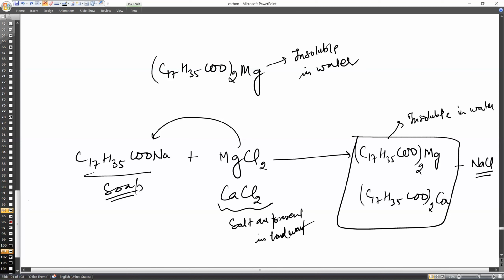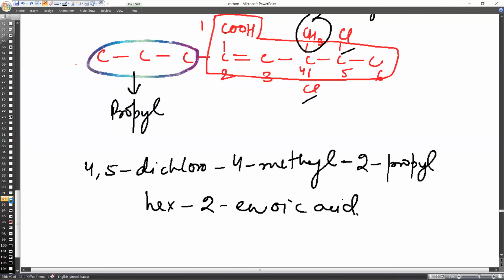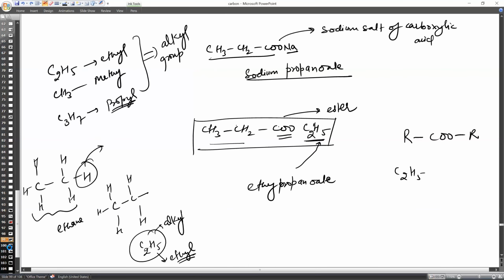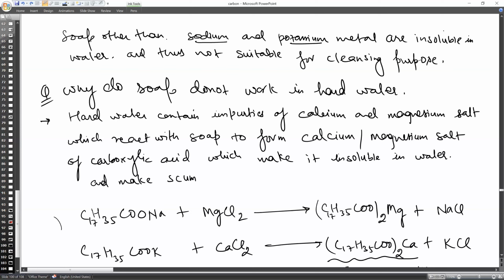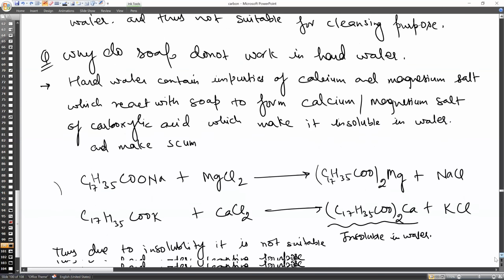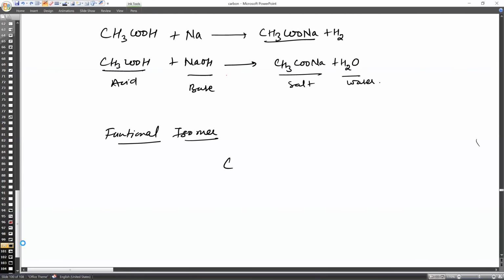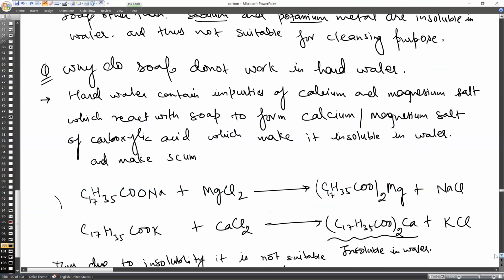Note it down, please. Why does soap not work in hard water? The reason is that hard water contains impurities of calcium and magnesium salts, which react with soap to form the calcium or magnesium salt of carboxylic acid, which is insoluble in water and makes scum. Note it down, please.